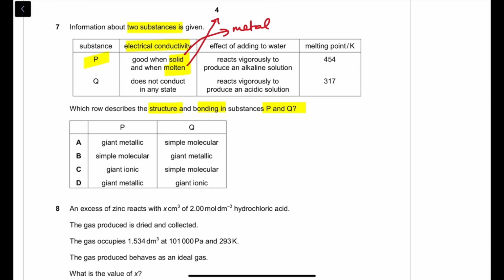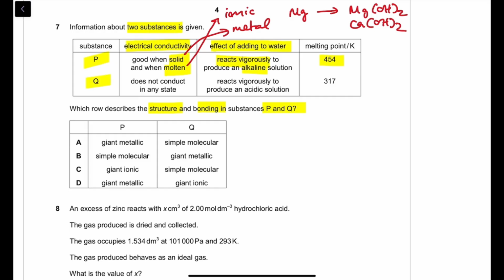If it was only in molten, then it would be ionic, because in an ionic lattice, ions are fixed, but in molten solution, they are free to move. But in solid metals, there are delocalized electrons. Here it says the effect of adding water reacts vigorously to produce an alkaline solution. So metals like magnesium, again, because we've already deduced that it's a metal, can form alkaline solutions like magnesium hydroxide or calcium hydroxide, for example. And the melting point is fairly high at 454 Kelvin.